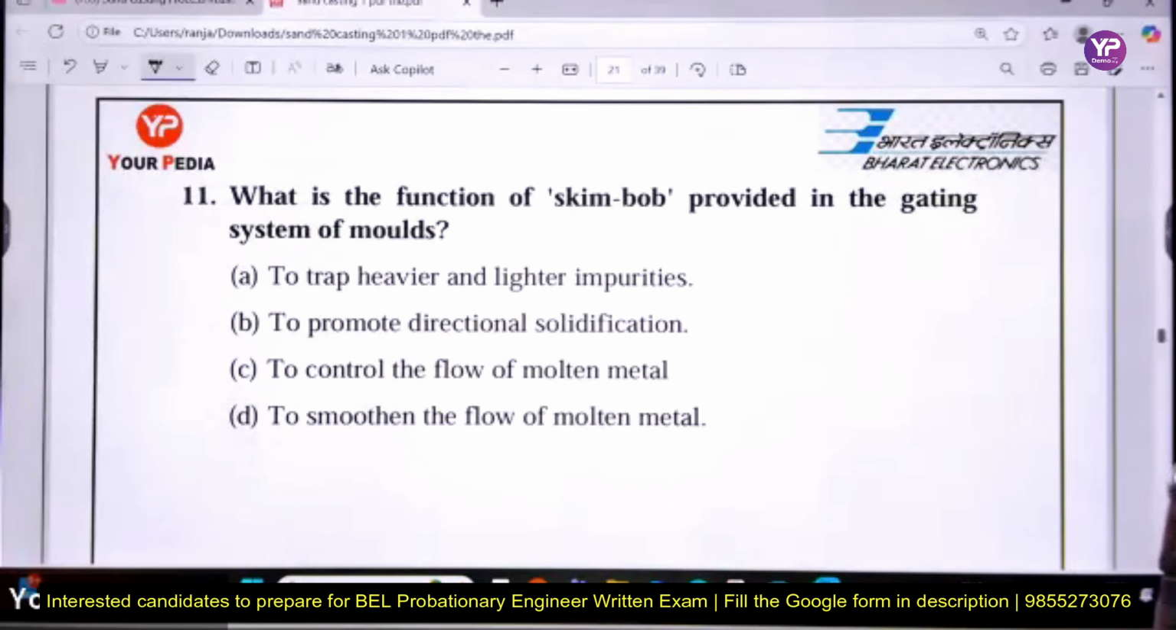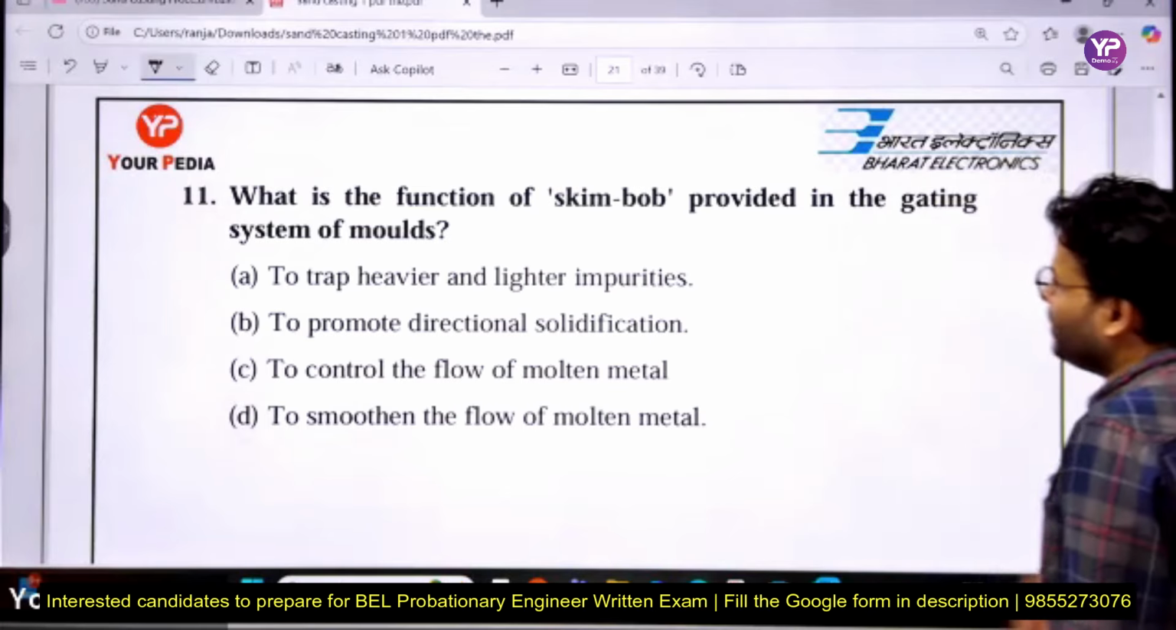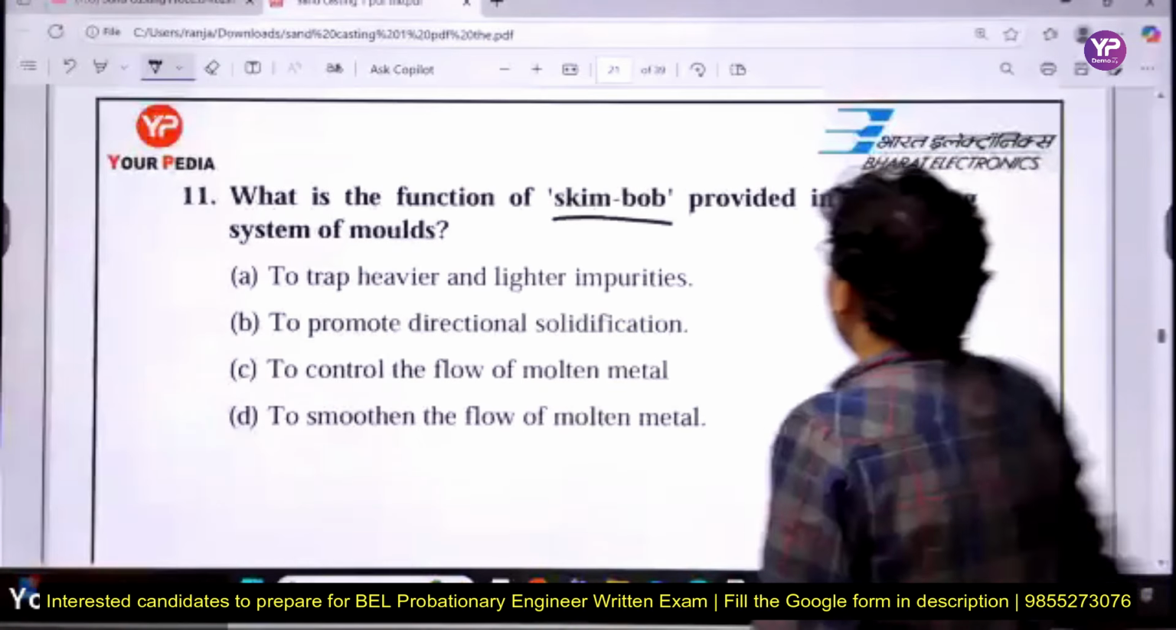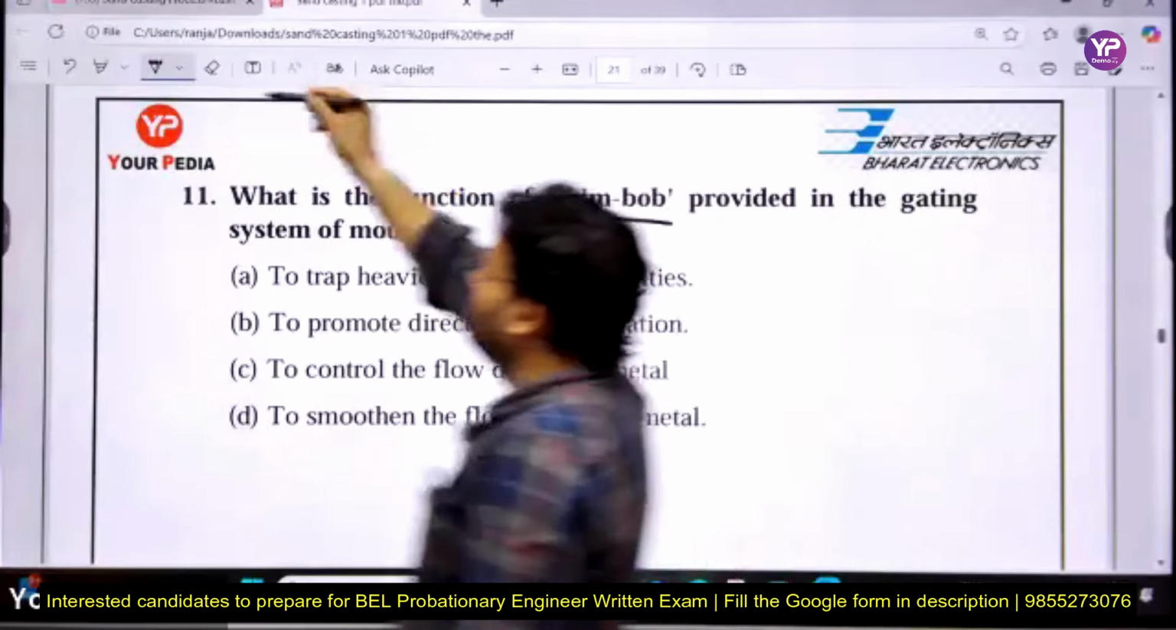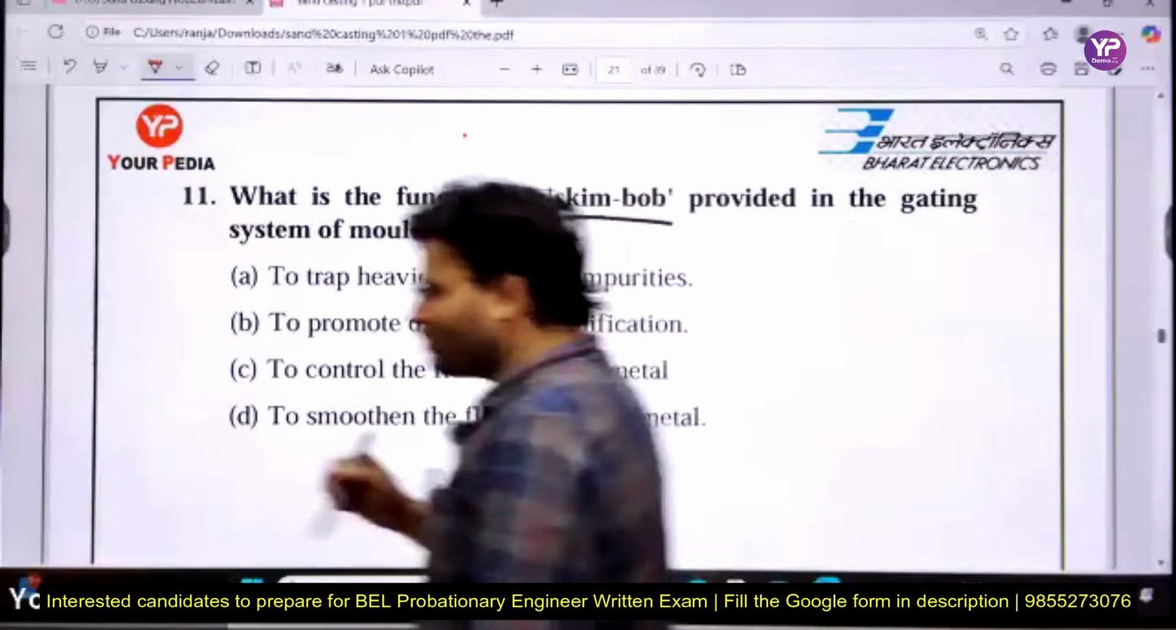What is the function of the skim bob provided in the gating system of the mold? Can you answer that question before me? Then I will come to the question.